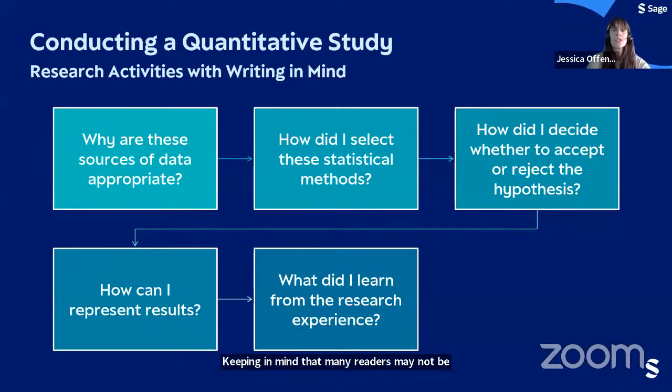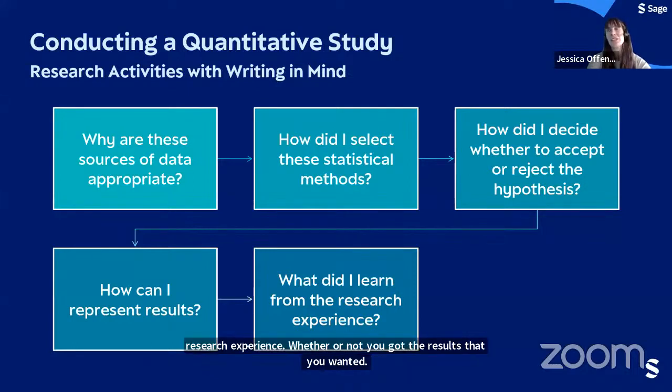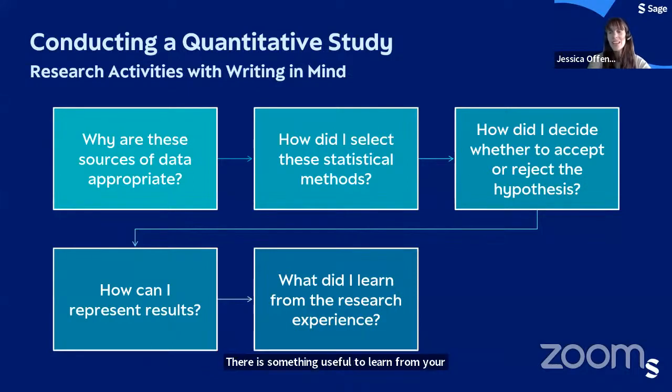You also want to highlight what you learned from the research experience. Whether or not you got the results that you wanted, there is something useful to learn from your research. If you did get the results that you expected, why did you? Consider what pushback you may get from peer reviewers and address those when applicable. And if you didn't get the results that you expected, think about what this means for your research question.